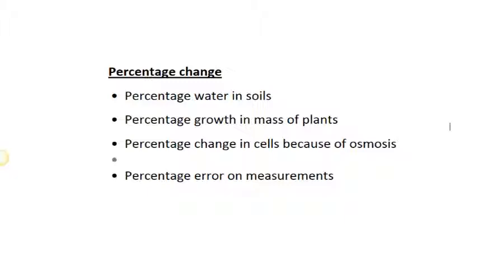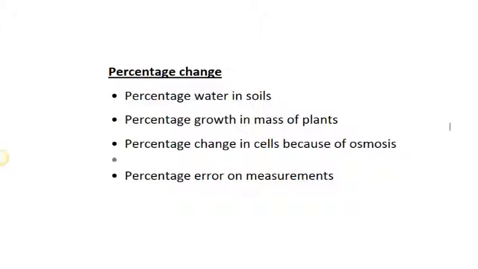This could be the percentage water in soils before and after we dry them. Could be the percentage growth or change in the mass of plants. It could be the percentage change in cells due to osmosis. Could be the percentage error on any measurement that we make.